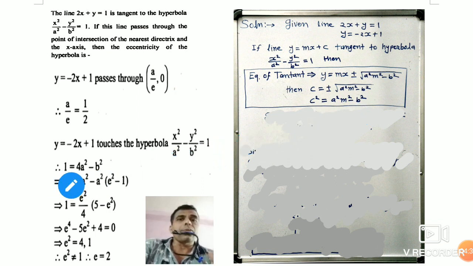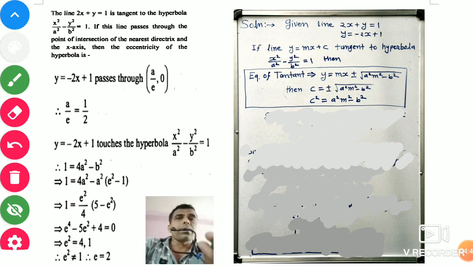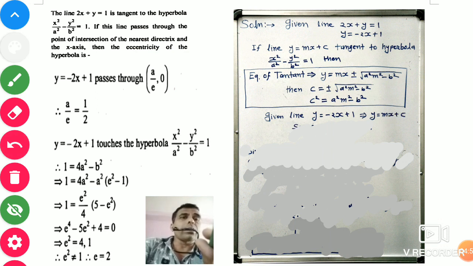This 1 is equal to 4a square minus b square. So this equation comes from here, after putting the values of c square and m square. So what are the values of c and m? The given line is y is equal to minus 2x plus 1, and y is equal to mx plus c is the general line. After comparing, we find m is equal to minus 2 and c is equal to 1.